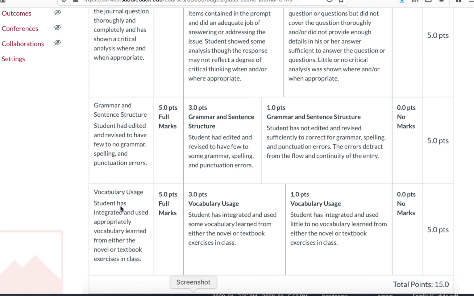And then I'm also going to be looking for the vocabulary usage. I'd like for you to use some of the vocabulary we use in the textbook. I'm going to suggest some vocabulary that we use in the Glass Castle book. And so not only are you going to learn vocabulary, but you're going to use it in your own writing, and the best place to use it is in your journal, okay?